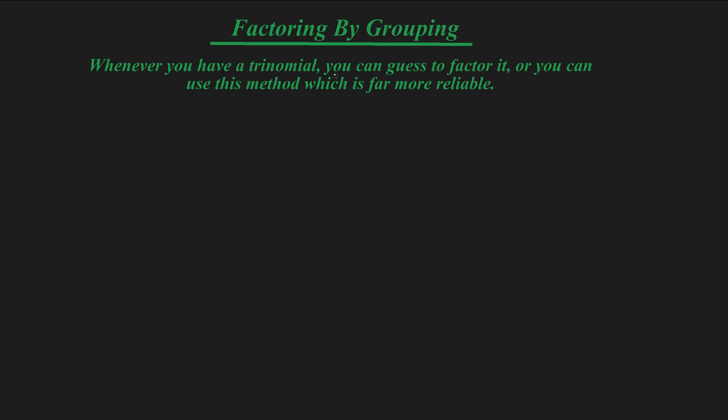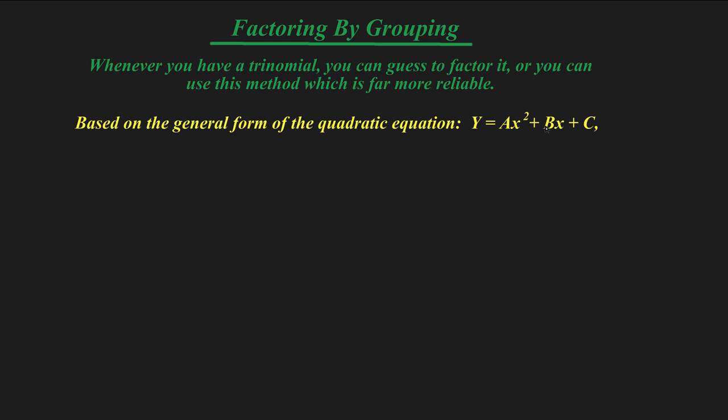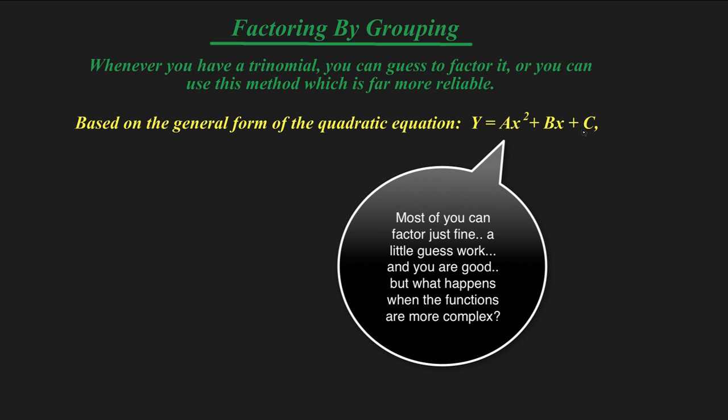So when we're dealing with a trinomial and it has the general quadratic form of ax squared plus bx plus c, this trinomial can be factored into a product of two binomials added or subtracted usually. A lot of people guess on these, right? And on most of the problems you can guess, but what happens on the ones you can't?